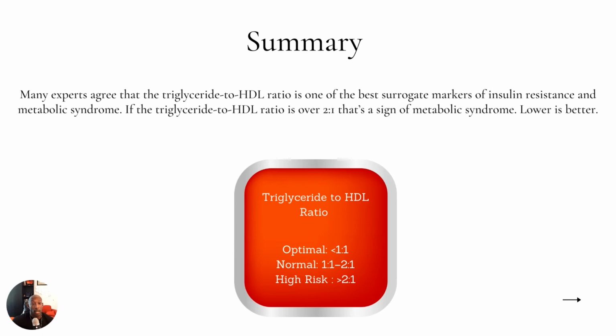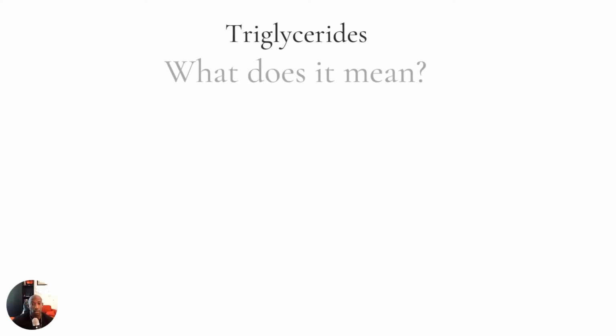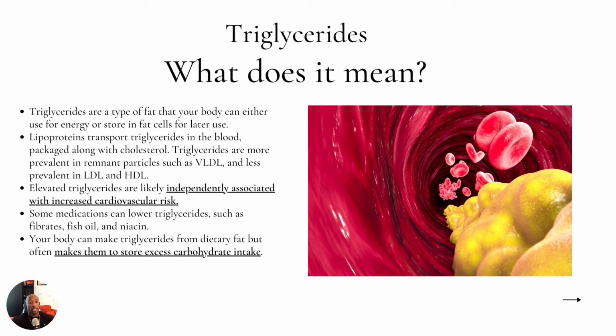So in summary, many experts agree that this ratio is one of the best markers of insulin resistance and metabolic syndrome. If the ratio is over 2 to 1, that's a sign of metabolic syndrome. The lower it is, the better, right? So you want to aim for 1, 1.5 at the max, but you don't want to be over 2, right? If you're over 2, you're at higher risk. If you're over like 7, which I sometimes see, then you're really at high risk and you really need to make some changes.